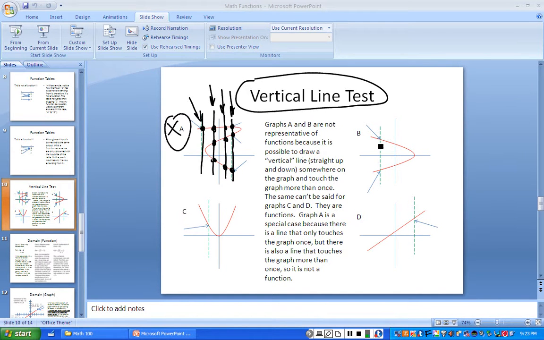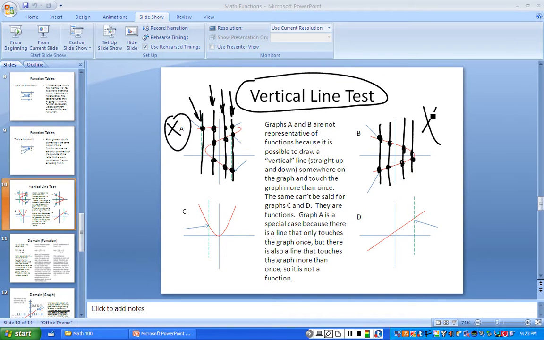Let's look at B. Alright, you see right here, I've drawn a vertical line, and I've touched the graph, the red, more than once. I've touched it twice. If I drew it there, twice. If I drew it here, twice. If I drew it there, twice. Alright, so this again, not a function.